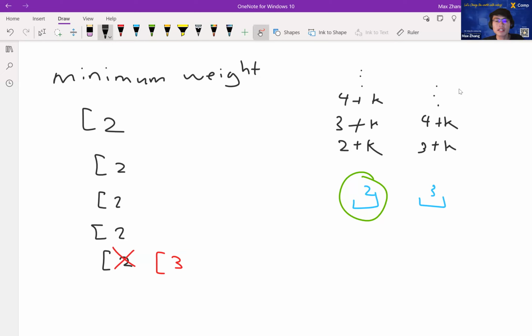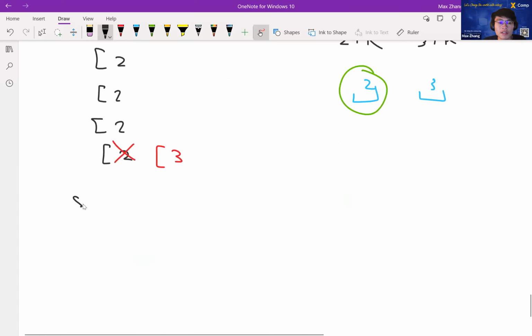So that's the first bit of greedy intuition we might have. And so this motivates us to maybe sort the cows and consider them from smallest weight to largest weight. So let's try doing something like that. Let's try sorting by weight.